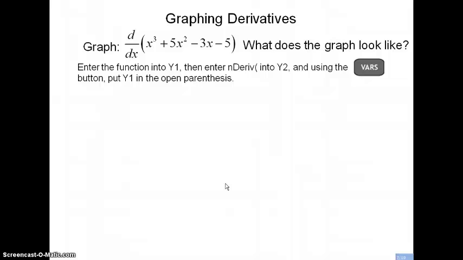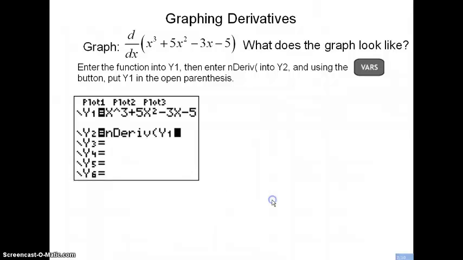So we're going to enter this original function into y1. Then we're going to enter in deriv. We're going to hit that vars button and the right button and the enter, and we're going to put in deriv into y2. And using the vars button, put y1 in the open parentheses. So here's a screenshot of what I want you to do.